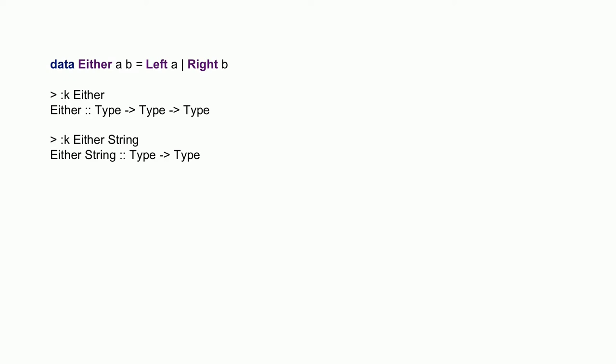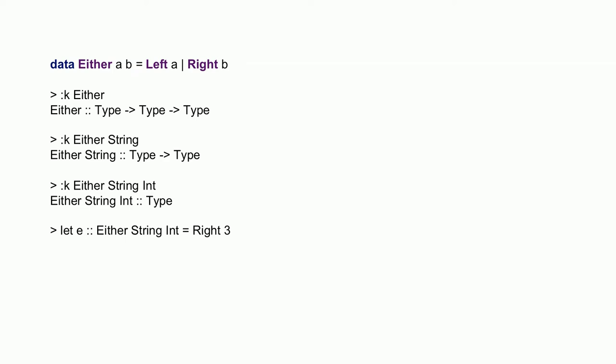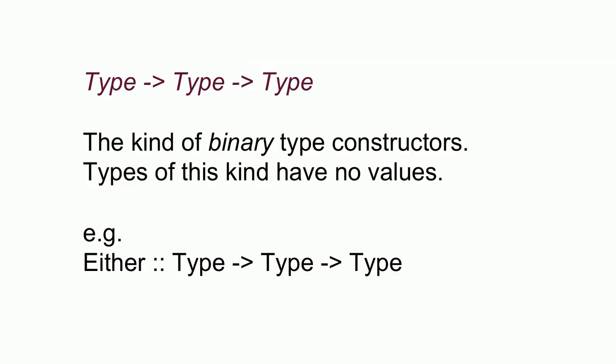Now, if we just partially apply this, if we supply a type for the first type parameter, then we get Either String, which is of kind Type to Type. So then that's a unary type constructor. So Either String is of the same kind as Maybe. And that'll be important later when we talk about functions. And then if we saturate that type signature, we're left with something like Either String Int of kind Type. So you could imagine that we can create values of that type, and we can by calling the Right constructor. So Type to Type to Type is just the kind of binary type constructors, like Either.